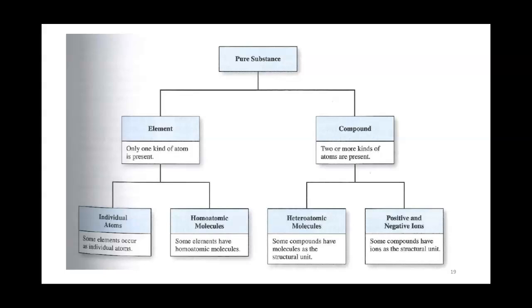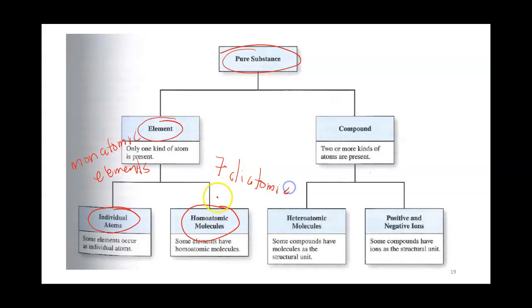So, if we identify that we have a pure substance, there are 2 possibilities for what it might be. It could be an element if there is only one kind of atom present. Now, the elements can be divided into 2 further categories. Most of the elements exist as individual atoms. These are sometimes referred to as monatomic elements. And some of the elements exist as homoatomic molecules, and these include our 7 diatomic elements.